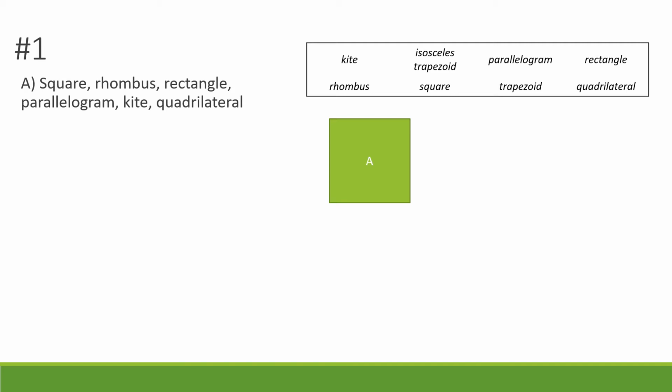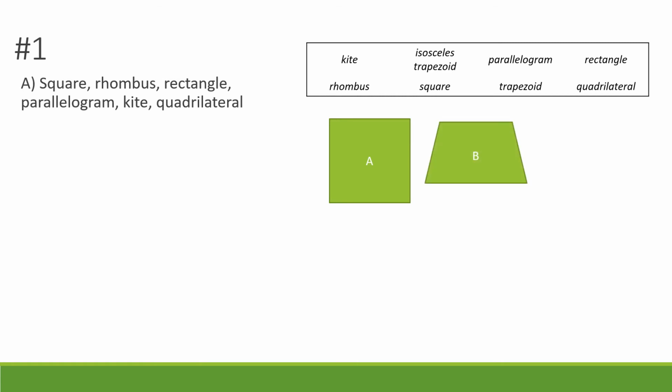This is also a kite because you see 2 pairs of congruent adjacent sides. And finally, this is a quadrilateral. Now this square is not a trapezoid because remember, in this course we agreed that a trapezoid should have exactly 1 pair of parallel sides. Since a square has 2 pairs of parallel sides, we're not going to call a square a trapezoid.